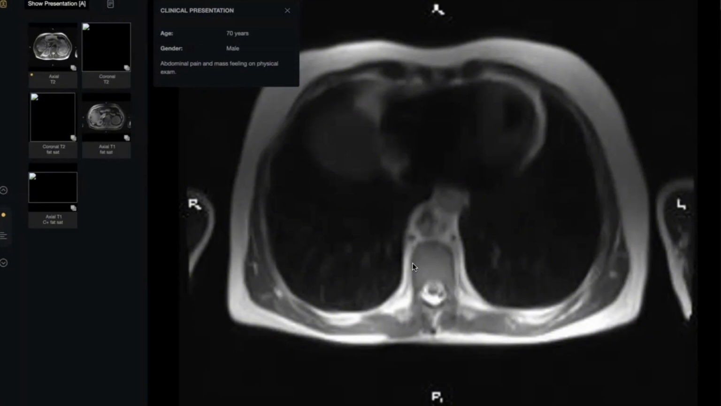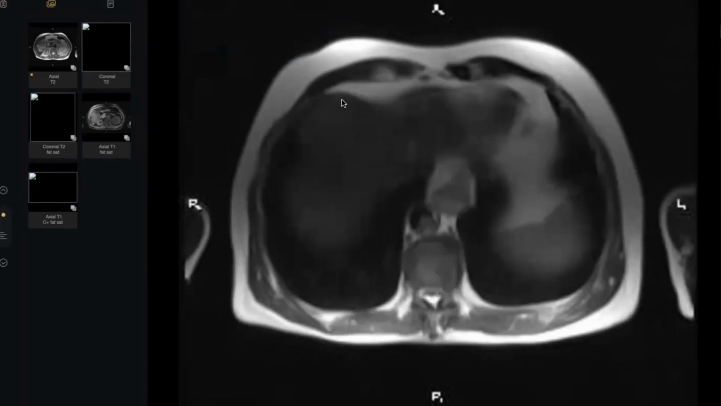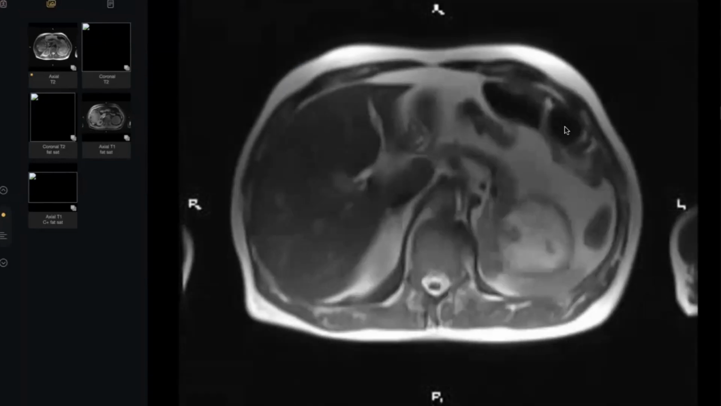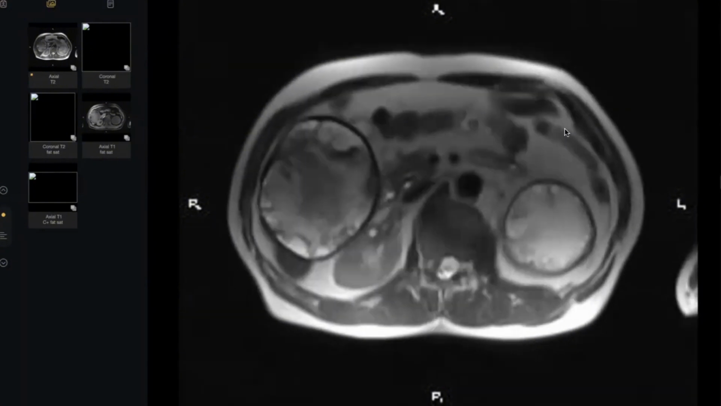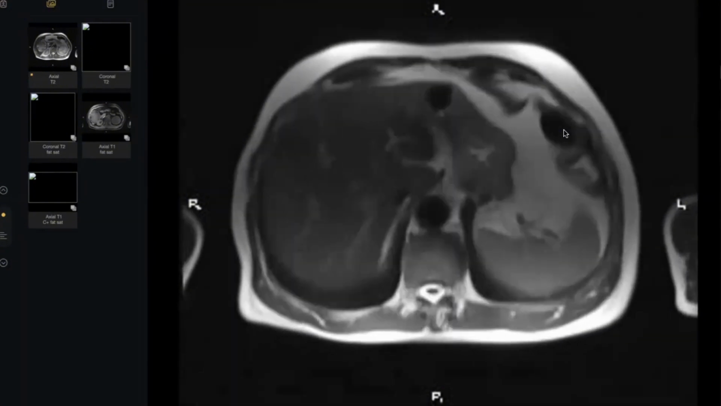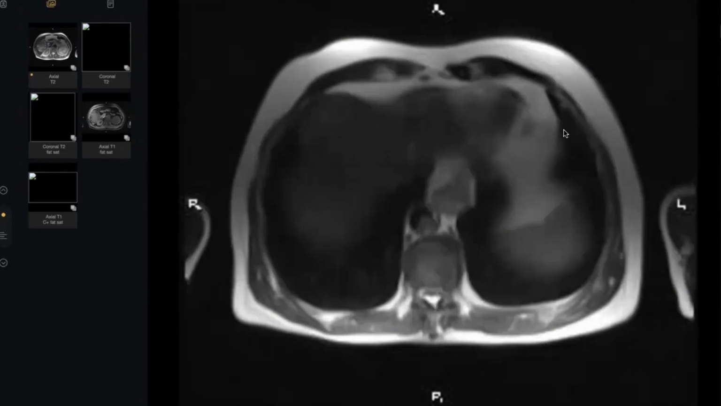A 70-year-old patient presented with abdominal pain and a mass felt on physical examination. Sir, I am provided with multi-sequential MRI images. This one is a scintillated image. I'm just scrolling from top to bottom.